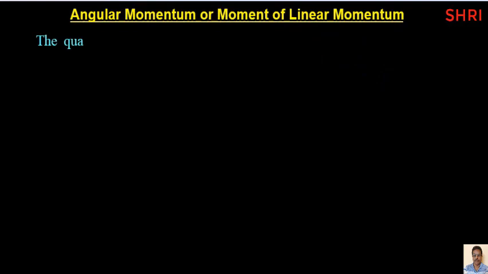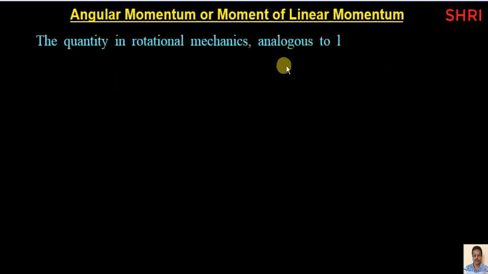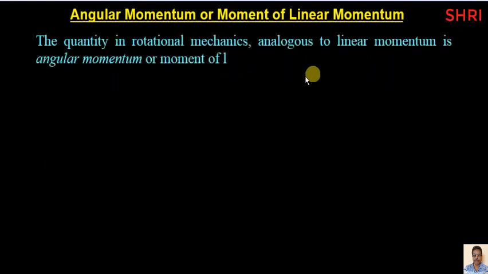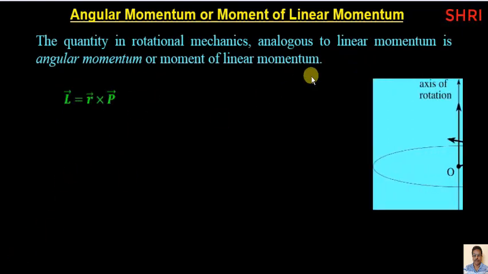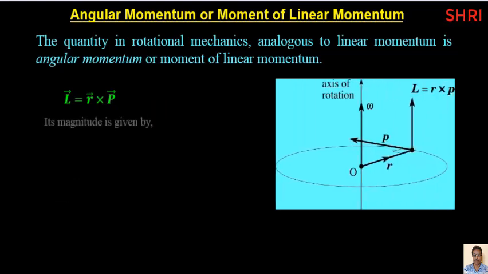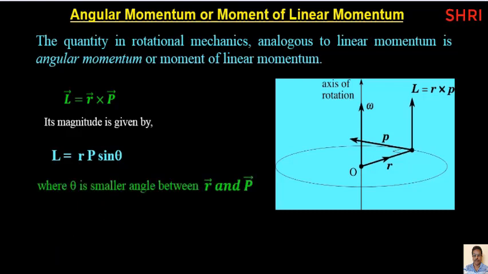This means that the quantity in rotational mechanics analogous to linear momentum is angular momentum, or moment of linear momentum. That is given by vector r cross vector p. In scalar form, its magnitude is r p sin theta. Theta is generally 90 degrees. Theta is the smaller angle between r and p. That is, theta is the angle between this radius vector and this linear momentum.